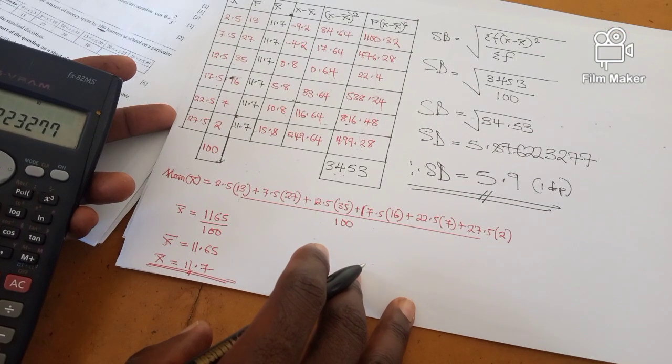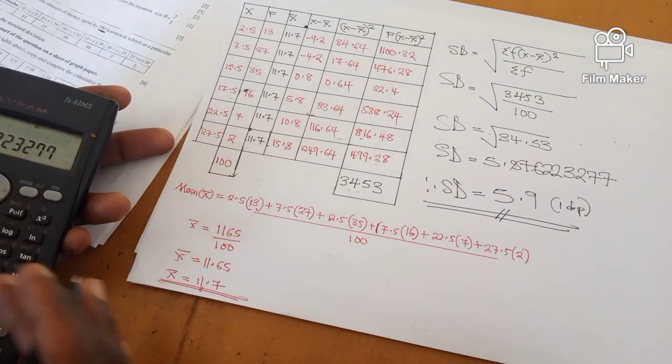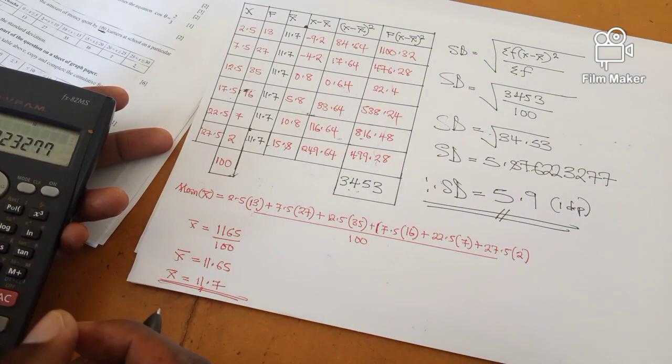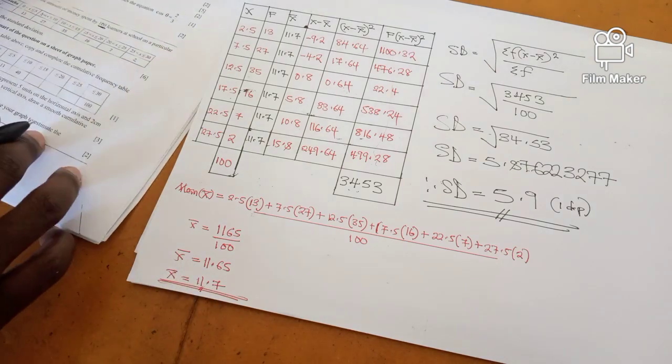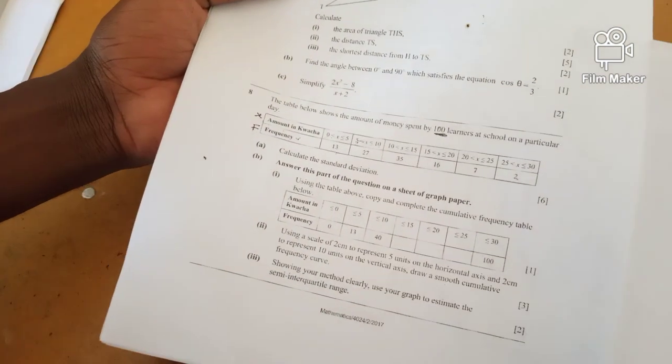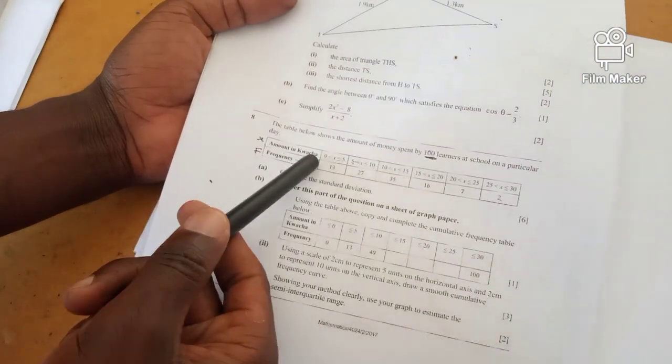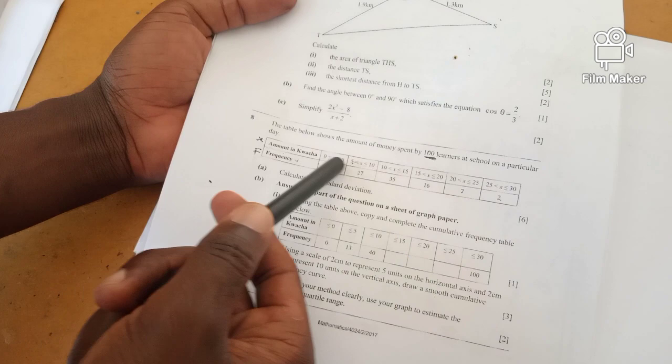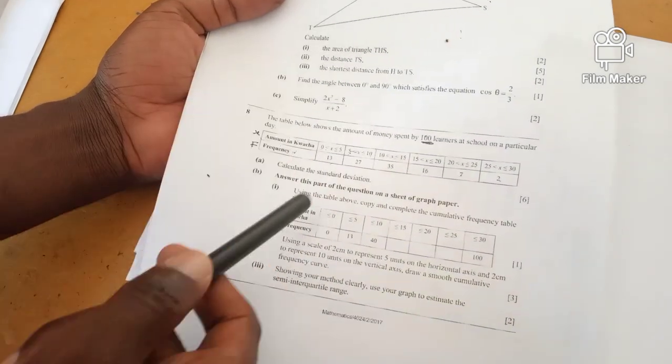So go through this video, rewind it, pause it, and solve the same question. Whenever you are given a question like this, which has these kinds of ranges, you use this same method.